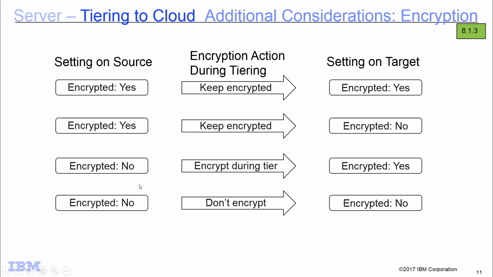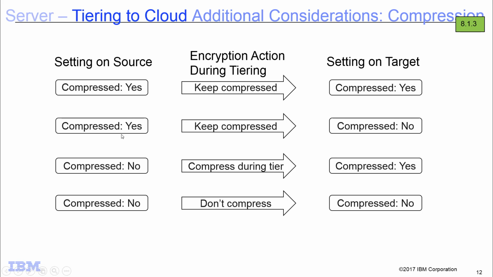When you are setting up tiering to cloud, if you have encryption set to yes on the source, we'll leave that encrypted when we tier it out to the target, regardless of the target settings. If you have encryption set to no, the only time we would encrypt that is if your target pool does have encryption set to yes, and we would do that encryption during the tiering process. Likewise, with compression, if the data is already compressed on the source, we will keep it compressed regardless of what the target storage pool is set to. However, if your compression is set to no on the source but yes on the target, we will also compress that during tiering.